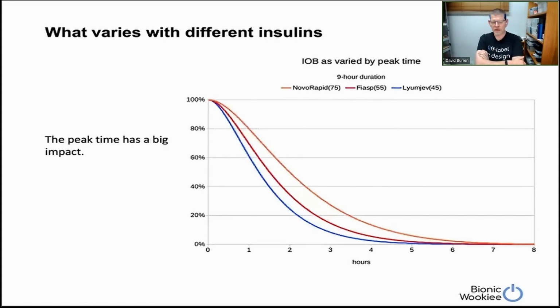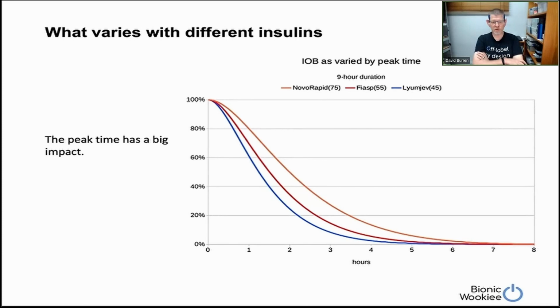So that peak time has a big impact on the graph. This is just the same IOB graph, looking at it again at Novorapid, Fiasp, and Lyumjev. And these are the peak times that Android APS defaults to when you select the different insulin types. Even if they don't default the duration, they default these peak times, and those have been working well for me with 9 hours.